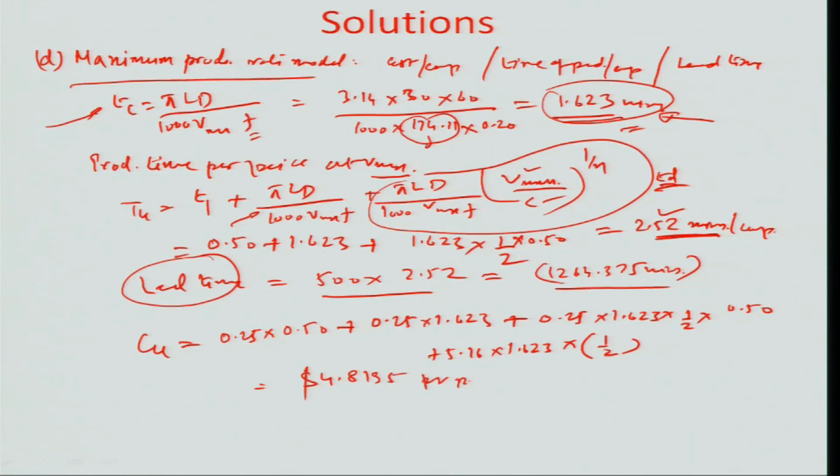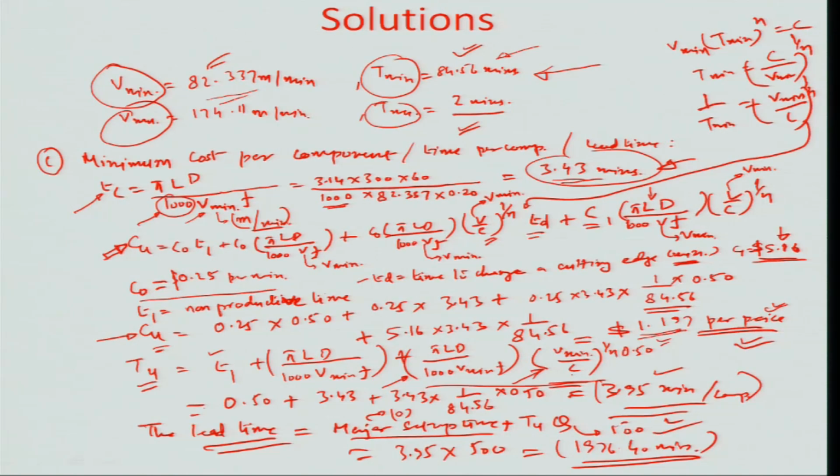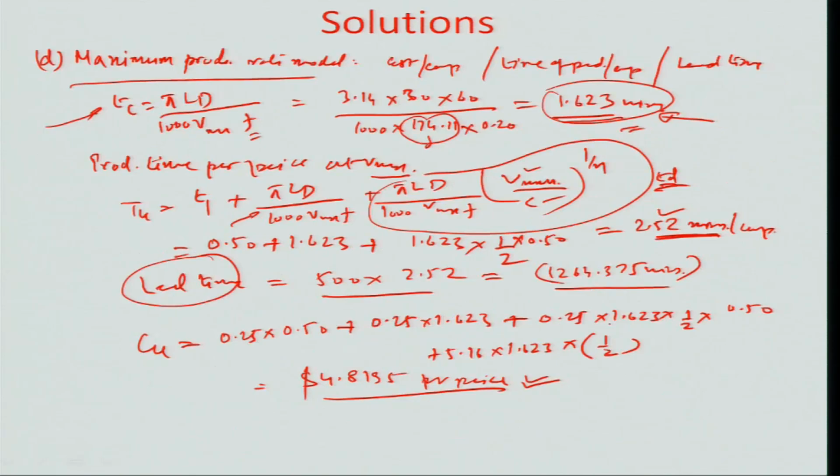and this comes out to be 4.81 or $4.82 per piece. So you can see here that because the production rate is at its maximum, the cost has increased quite a bit, because I think the tool cost here is contributing. It has become about 4 times the cost per component in the minimum cost model, and the time has changed significantly. The time has reduced because of the maximum production rate, and so logically the assumptions we are making are quite true in this particular case.